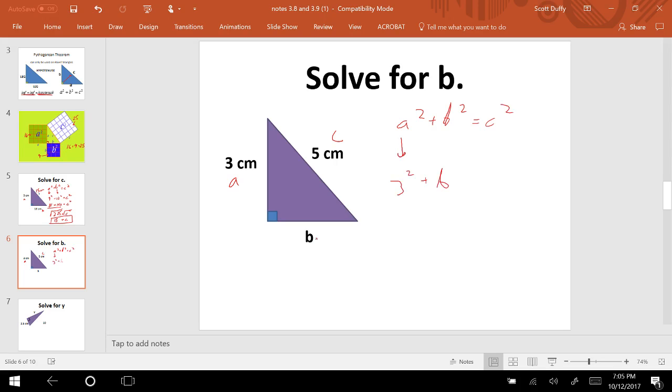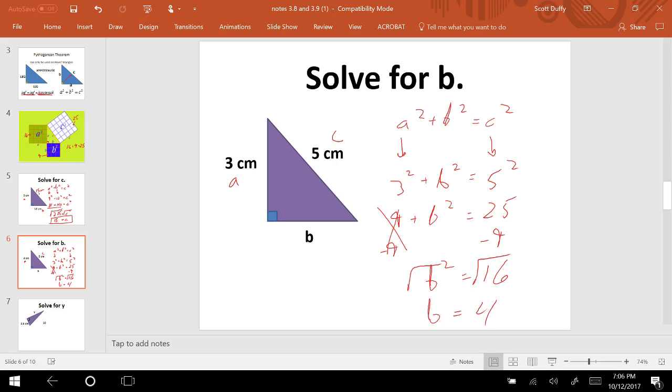B squared, we'll just leave alone. And then c squared is 5 squared. Now we're going to simplify the squares first. So we have 9 plus b squared equals 25. Subtract 9 from both sides. That cancels, and I have b squared equals 16. Last step, take the square root of both sides, and b equals 4.